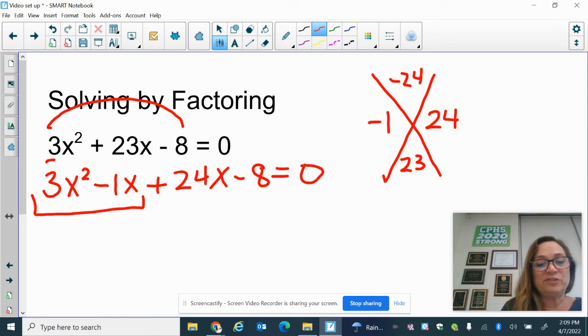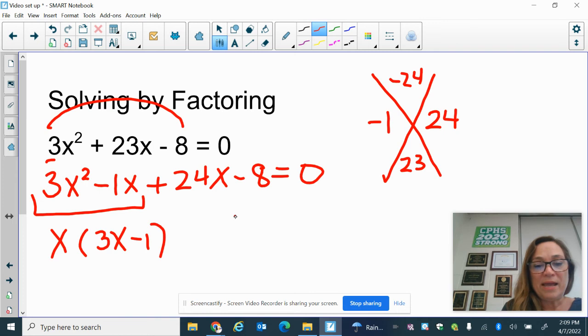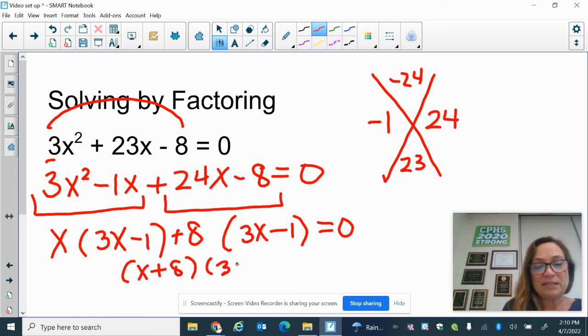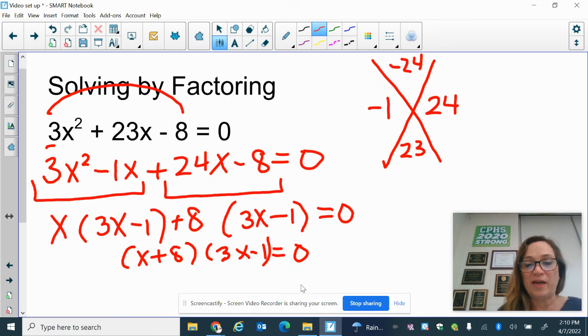I'm going to factor just the front, the first two terms, and that's going to give me x and 3x minus 1. Now, I'm keeping in mind that that 3x minus 1 is going to be repeated because these factors have to be the same. And now I'm looking here, and I know that I'm going to pull out an 8. That 8 is positive, so I'm going to put a plus there. So that gives me x plus 8 and 3x minus 1 equals 0. Those are the two factors.